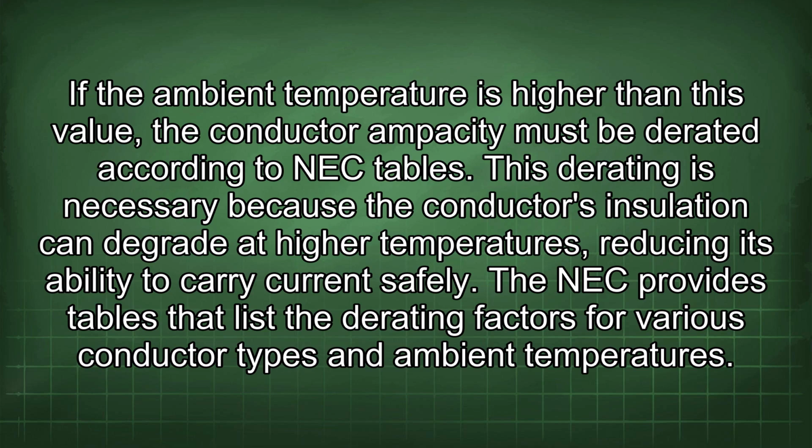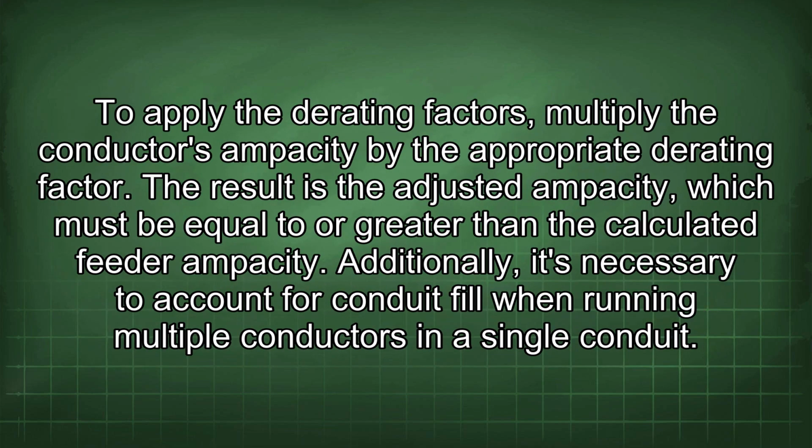The NEC provides tables that list the derating factors for various conductor types and ambient temperatures. To apply the derating factors, multiply the conductor's ampacity by the appropriate derating factor. The result is the adjusted ampacity, which must be equal to or greater than the calculated feeder ampacity.